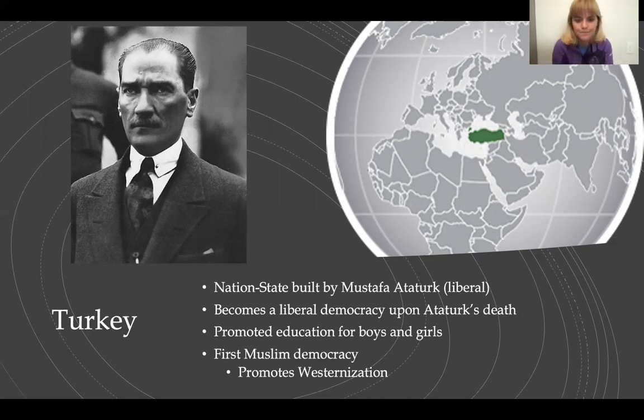But for the most part, Turkey really modernizes through the leader, this Ataturk guy. Okay, so he builds a liberal democracy, especially after his death. He's promoting education for boys and girls. He's also promoting suffrage for boys and girls. All right, so women are also going to gain the right to vote in Turkey. So it will be the first Muslim democracy, and he is going to promote westernization.